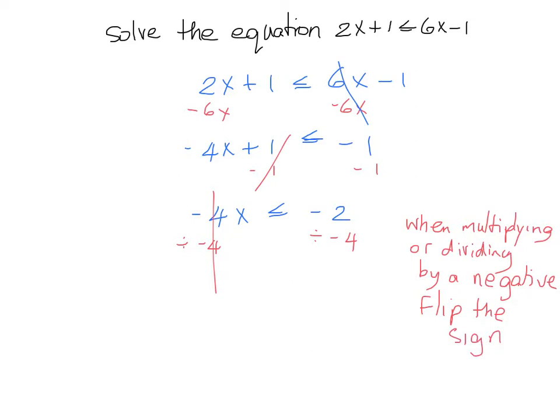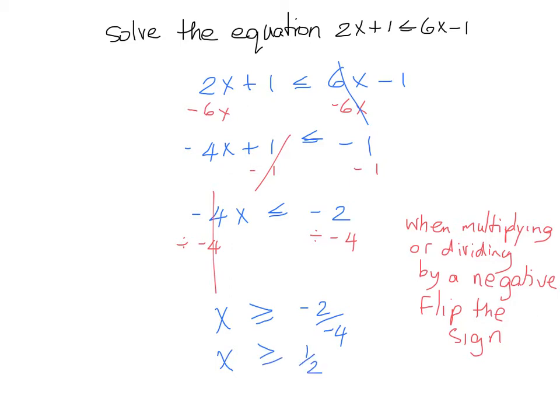We have on the left side x. Now, since we divided by a negative number, our sign changes to greater than or equal to. And on the right side, we have negative 2 over negative 4, which gives us x is greater than or equal to a half.